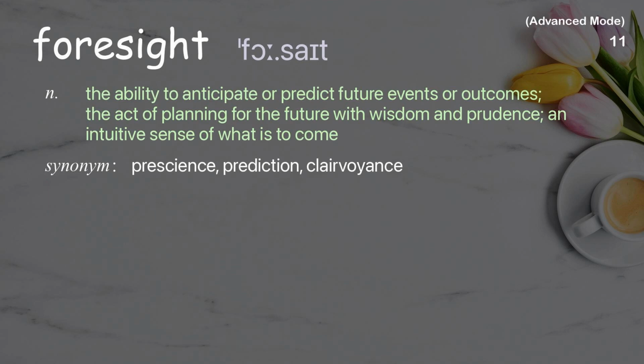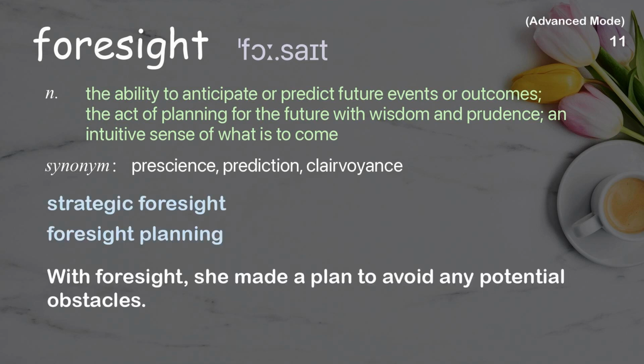Foresight. The ability to anticipate or predict future events or outcomes. The act of planning for the future with wisdom and prudence, an intuitive sense of what is to come. Examples: Strategic foresight. Foresight planning. With foresight, she made a plan to avoid any potential obstacles.